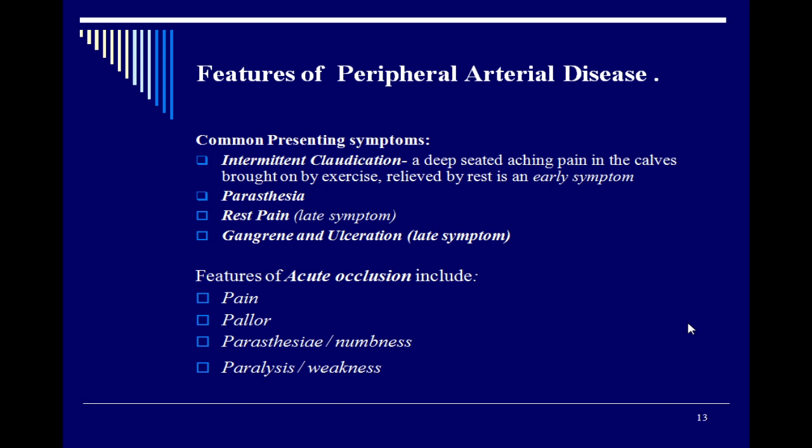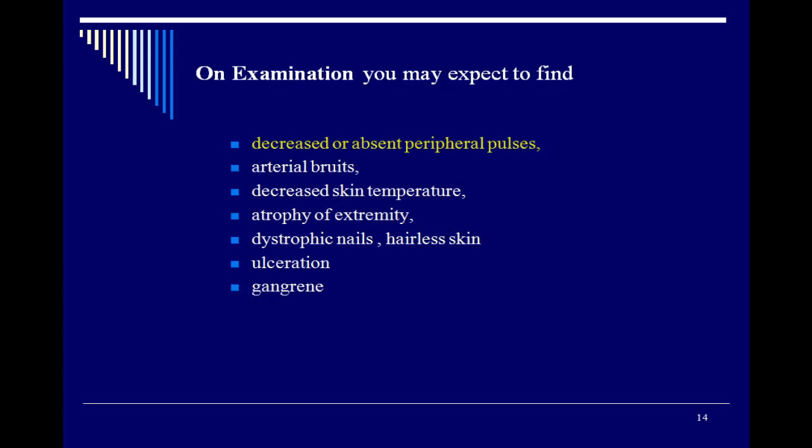Features of acute occlusion include pain, pallor, paresthesia, paralysis. On examination, you may expect to find decreased or absent peripheral pulses, arterial bruits, decreased skin temperature, atrophy of the extremity, dystrophic nails, hairless skin, ulceration, and gangrene.